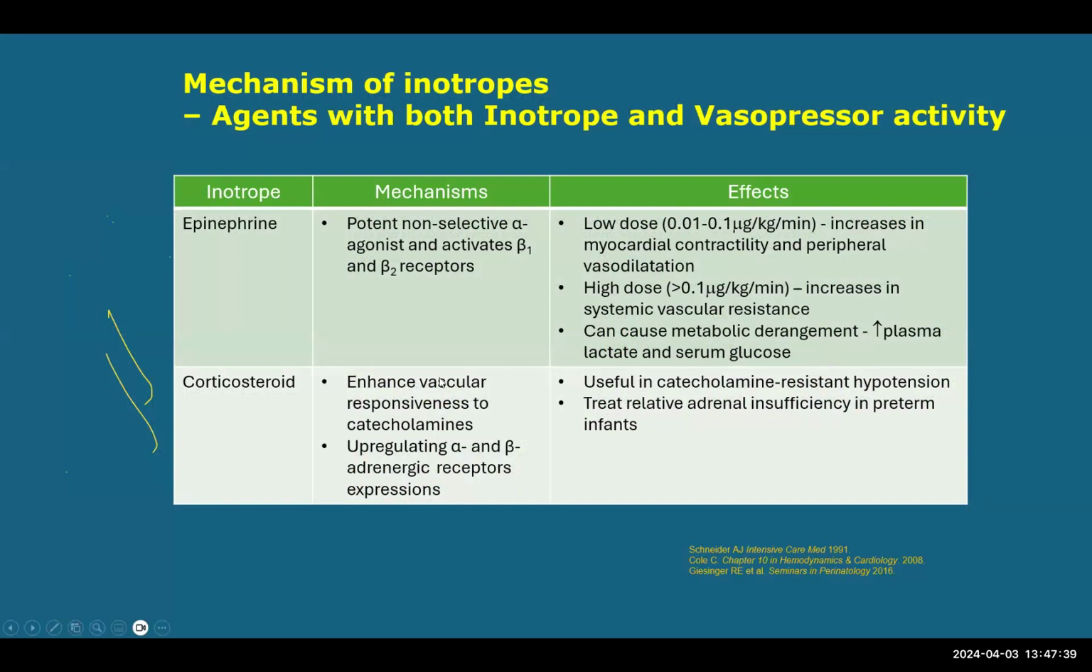Steroids, we frequently use steroids to enhance vascular responsiveness to catecholamines. It may also be useful when there are concerns about relative adrenal insufficiency as well.